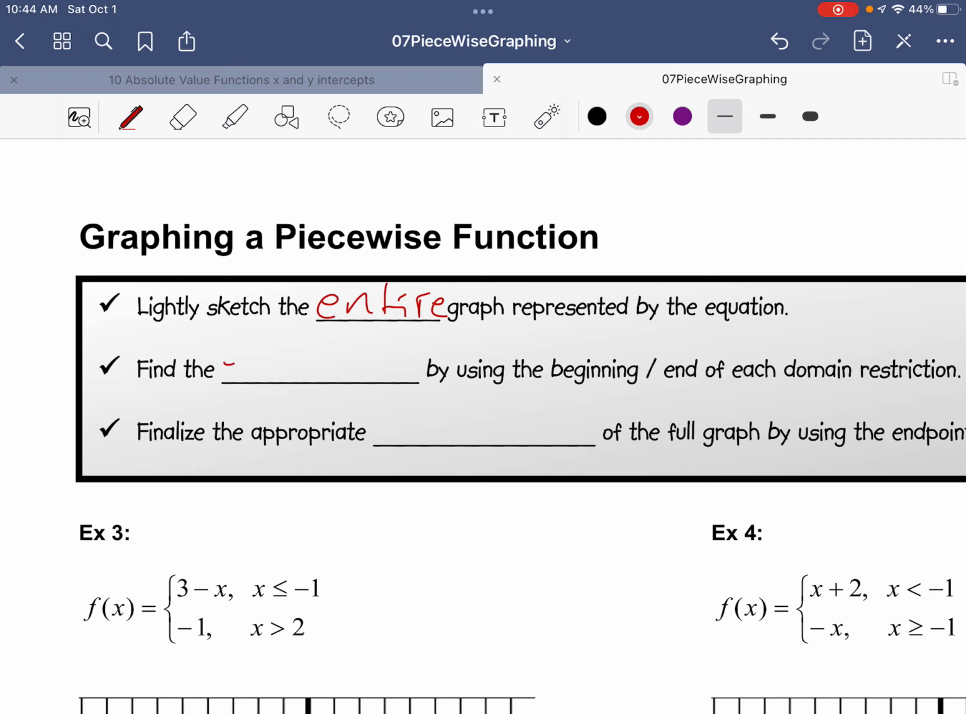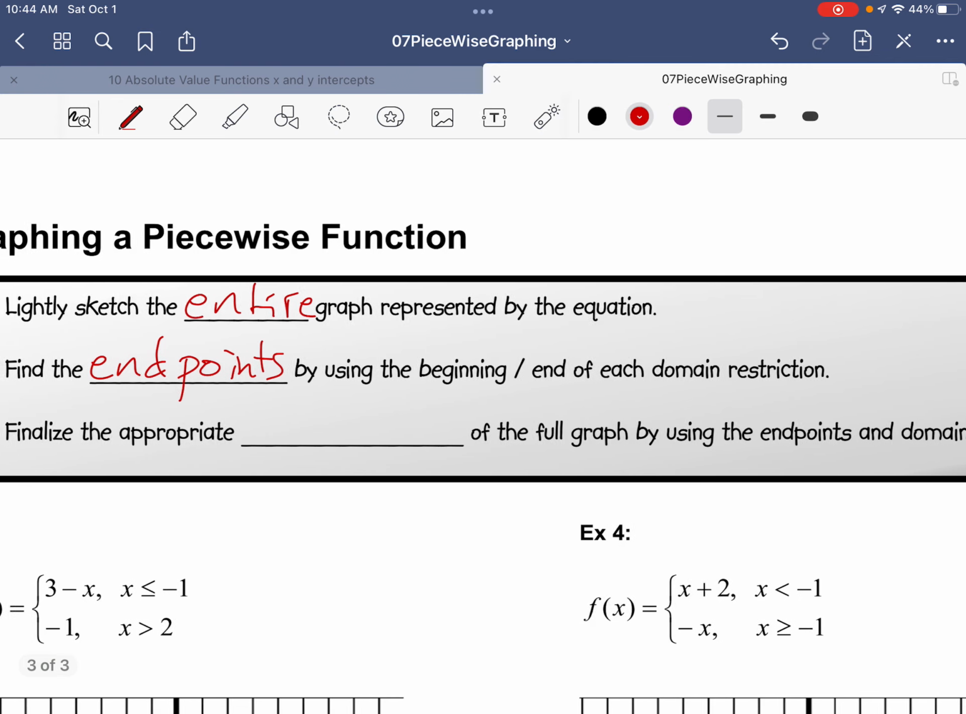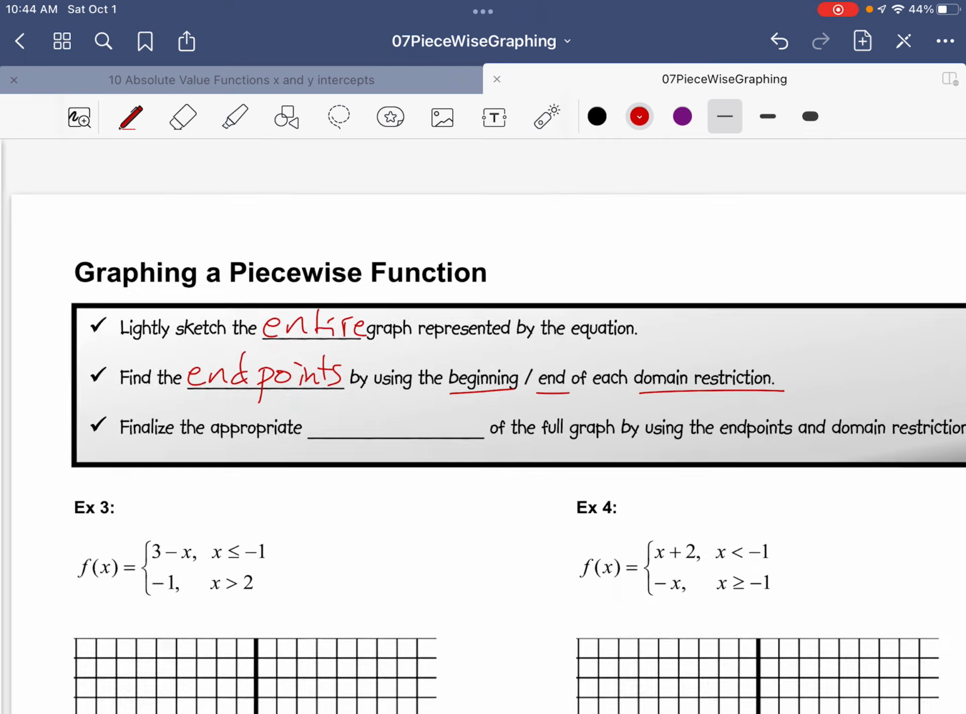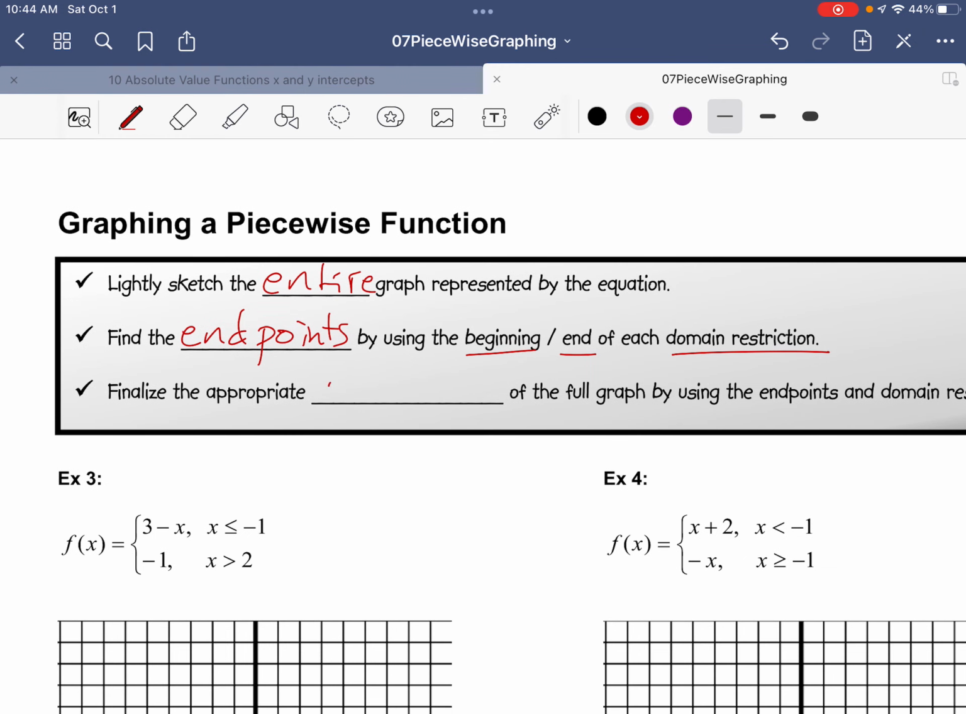Now, the endpoints can be used to understand the beginning and end. And the domain restriction is going to help us to get those endpoints, which, as you're going to find out, help us to finalize the appropriate piece of the full graph.